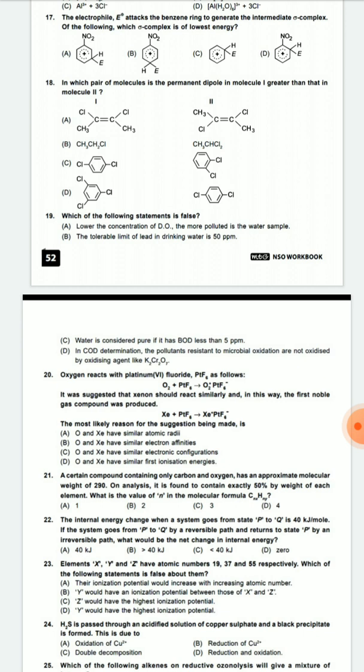Option D, in the COD determination, the pollutants resistant to microbial oxidation are not oxidized by oxidizing agents like K2Cr2O7, potassium dichromate. So the answer will be D. In the COD determination, the pollutants resistant to microbial oxidation are not oxidized by the oxidizing agent. Actually, it is not true. The microbial oxidation is the only one where the pollutants are resistant. In COD determination, we use potassium dichromate, K2Cr2O7, as the oxidizing agent.